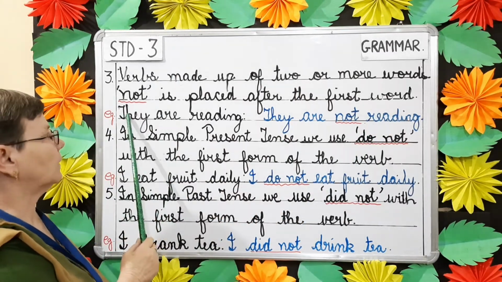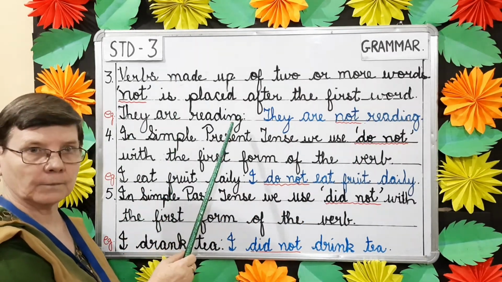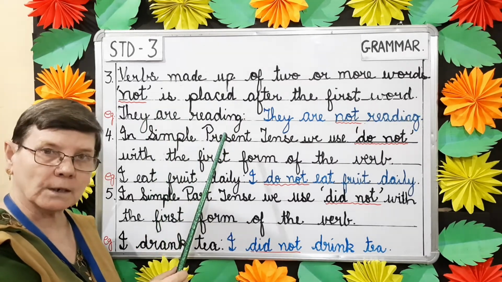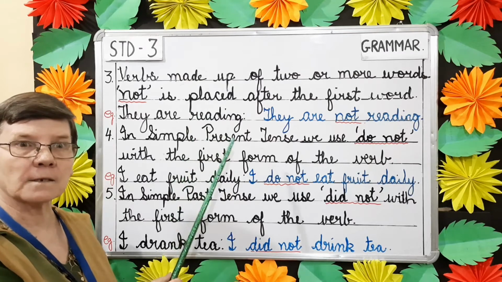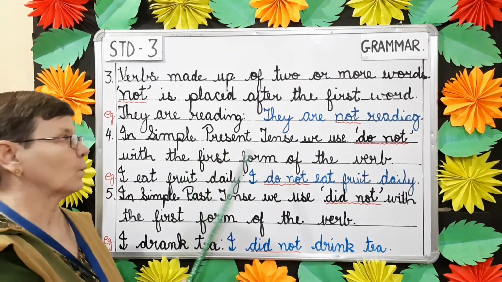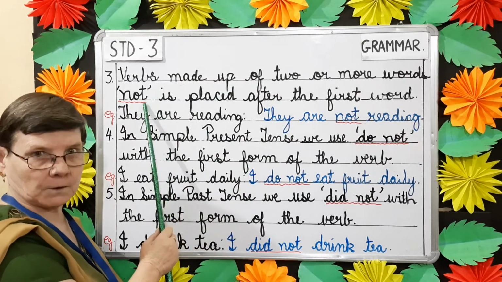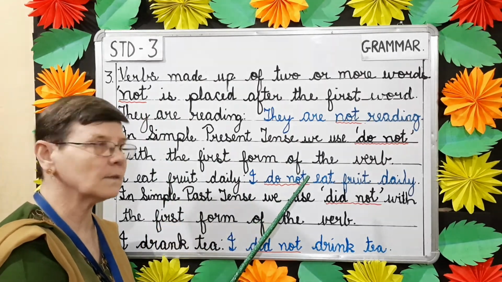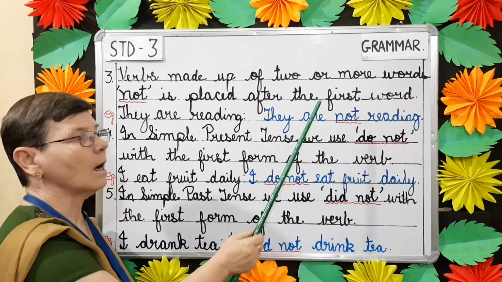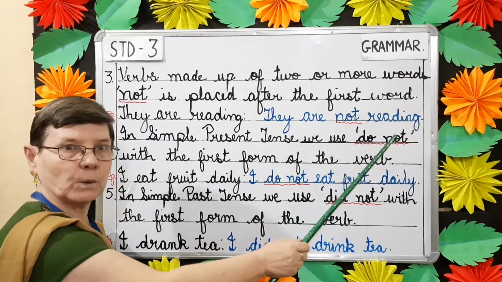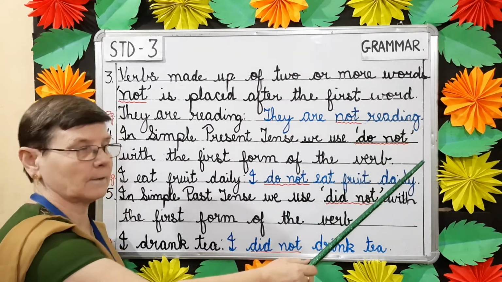Example. They are reading. Now, are reading are the two words which make the verb. So, after the first word, we use not. So the answer is they are not reading. We place not in between the two words.